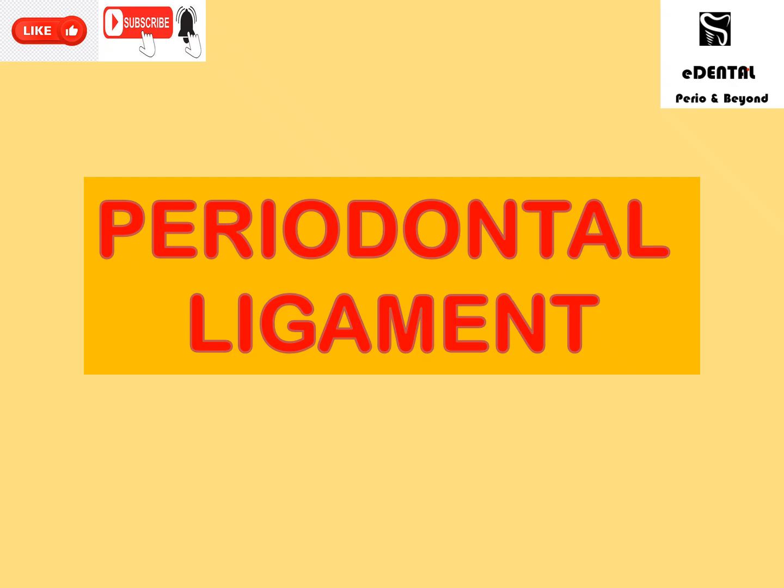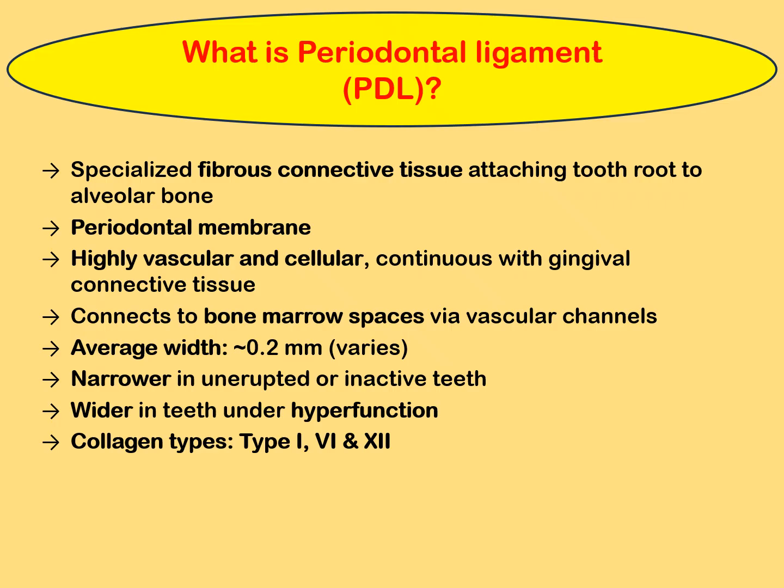Today's video will be on periodontal ligament. So what is periodontal ligament? It is a specialized fibrous connective tissue that attaches the root of the teeth to the alveolar bone. It is also known as periodontal membrane.